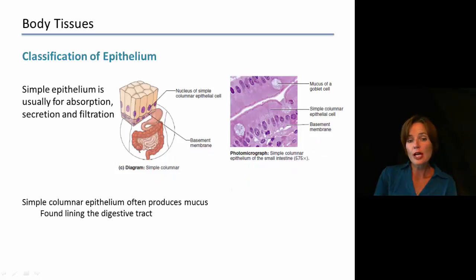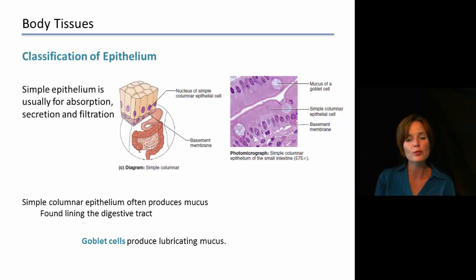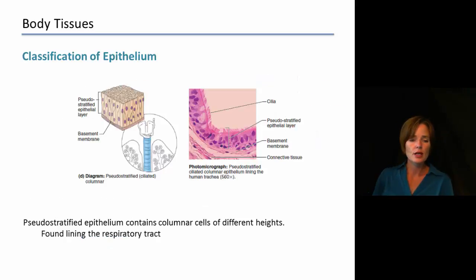Simple columnar epithelium has long cylinder cells, and these often produce mucus. That type of cell is common in the digestive tract, lining the digestive tract. And when we have cells like this that produce that mucus, we call them goblet cells. So the goblet cells will produce the lubricating mucus that we have in various body compartments.